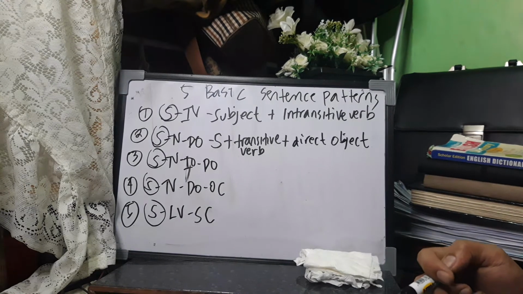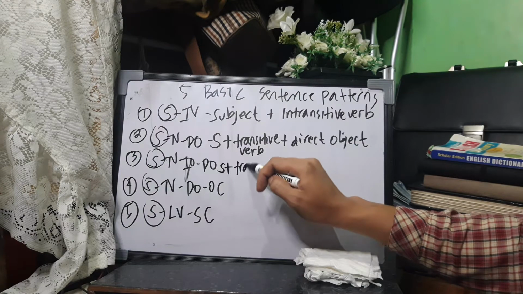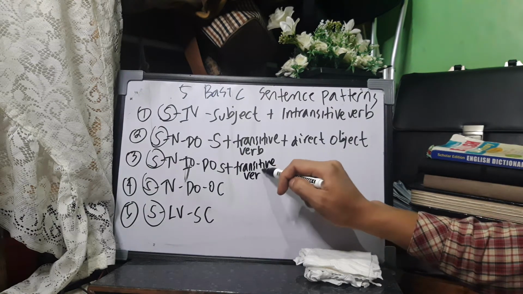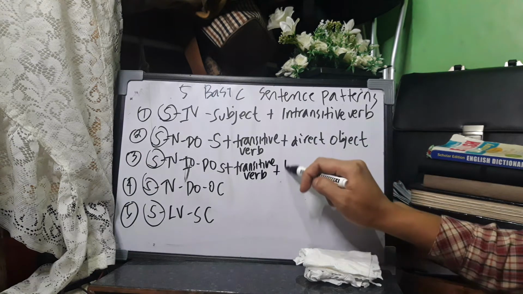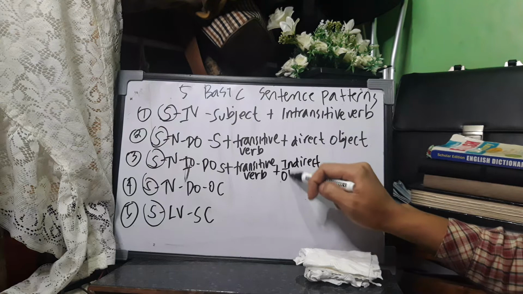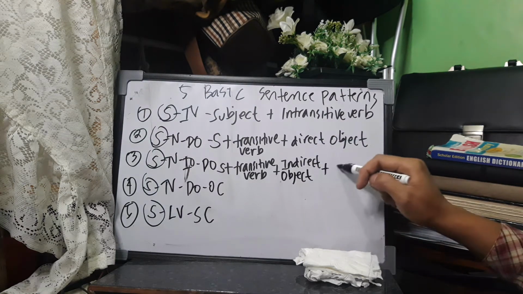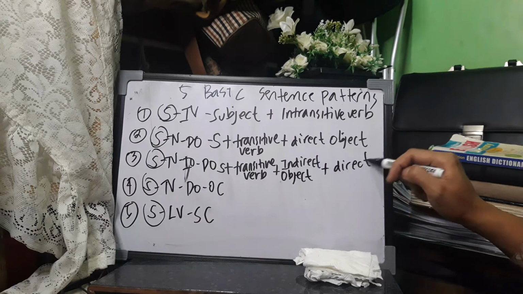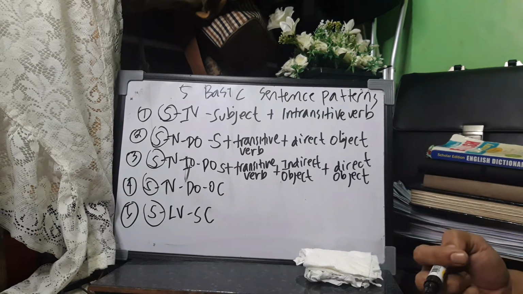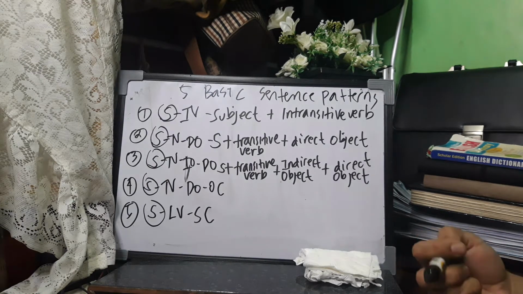How about teacher STVIODO? So we have your subject plus your TV, of course, that is your transitive verb. What is IO? That is your indirect object. And what's DO, teacher? That is your direct object. Now moving on with sentence pattern number four, that is your STVDOOC.